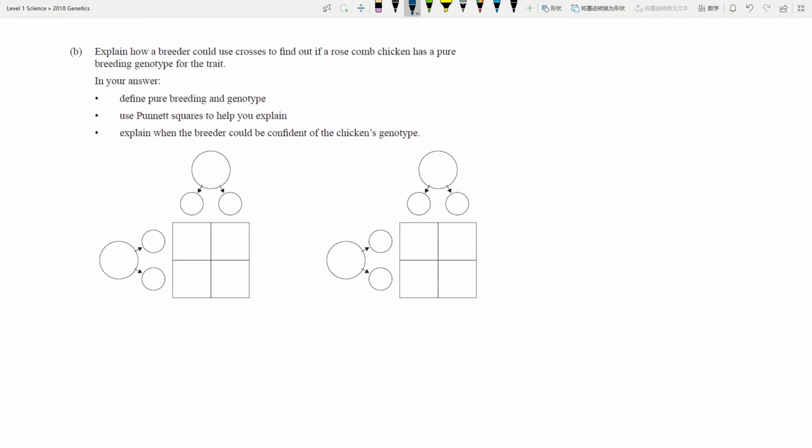Okay, next question. Explain how a breeder could use crosses to find out if a rose-comb chicken has a pure breeding genotype for the trait. First things first, this is a rose-comb chicken, so it has to have a big R, and we're trying to see if it's a purebred individual. That means it's asking you, is it small r, big R, because this is purebred.